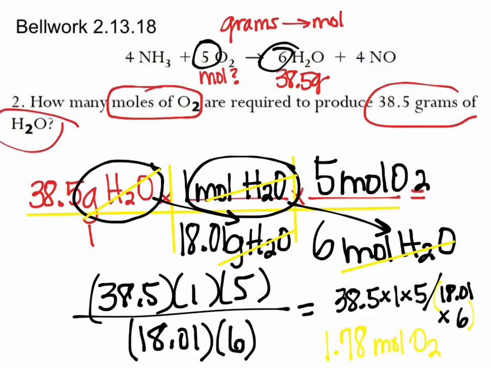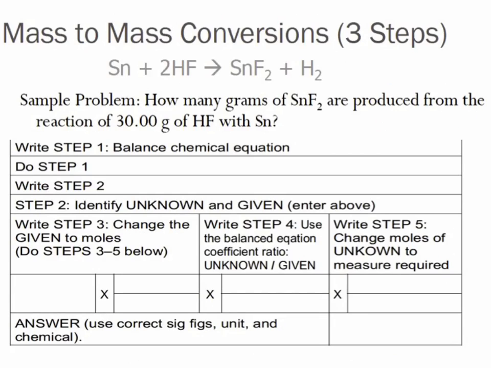Okay, so now let's step to the next thing. We're going one step further. We are going to do mass to mass conversions, which means that we are going to go from the mass of our given. So we have the mass of our given, and we need to take that to the mass of our unknown.